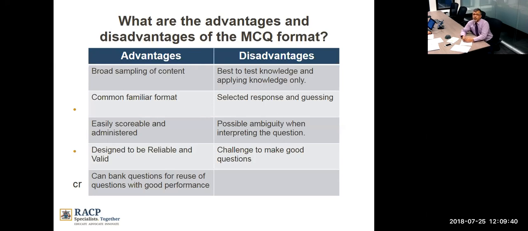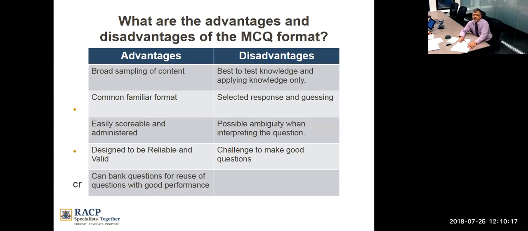Now, one of the things compared to other written formats is that multiple choices use what we call a selected response format. That means that the answer is right in front of you. You know that the answer is going to be one of those options that you're going to pick. That's different than, let's say, a short answer question type, which assesses recall. There is no cueing at all in terms of the question. You just have to know what the answer is and write it down. Because you have that selected response and you know the answers are in front of you, there's always the possibility that you could be guessing.